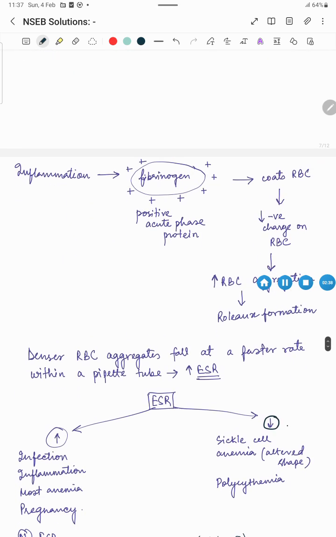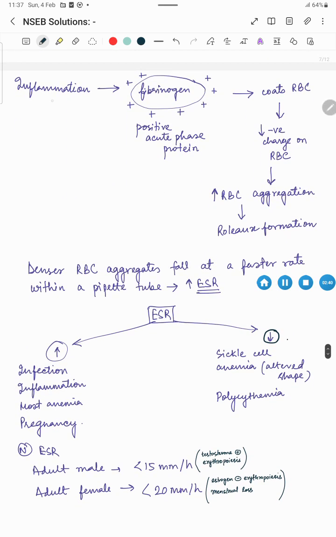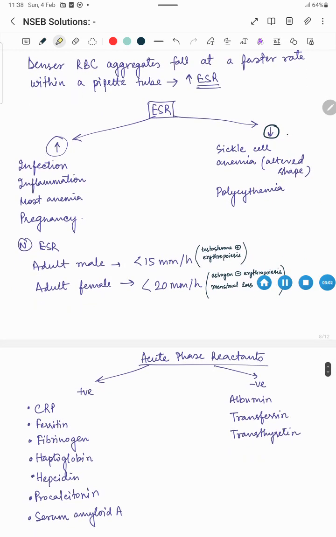Now let's understand it in more detail. When there is inflammation in the body, then what happens? Some fibrinogens are released, which is actually a positive acute phase protein. This coats the RBC, and as a result, the negative charge on the RBC decreases. There is RBC aggregation, and there is rouleau formation. Denser the RBC aggregate, faster it falls within the pipette tube. So there will be an increase in the ESR, because ESR is nothing but the sedimentation rate.